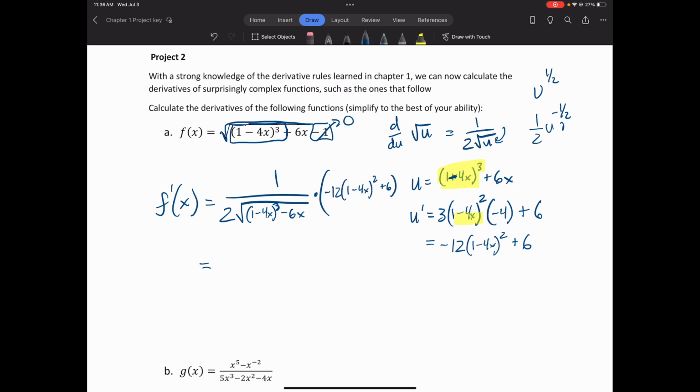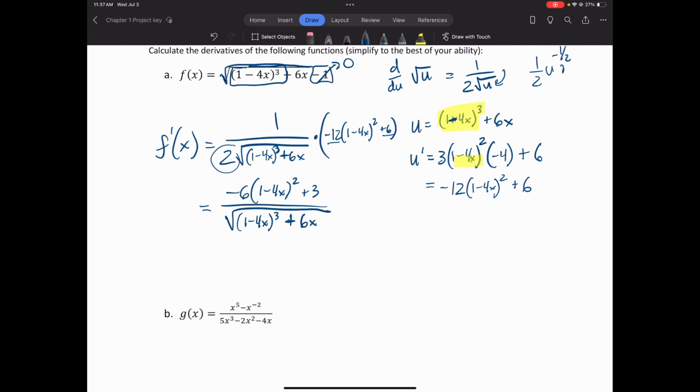At that point, you'll notice that on top, both my terms are divisible by 2, so I can go ahead and divide both the negative 12 and the 6 by this 2 right here. And I'm left with negative 6 times 1 minus 4x squared plus 3 divided by, that 2's now gone, so just the square root of 1 minus 4x cubed plus 6x. That should be a plus. And that would be your final answer.